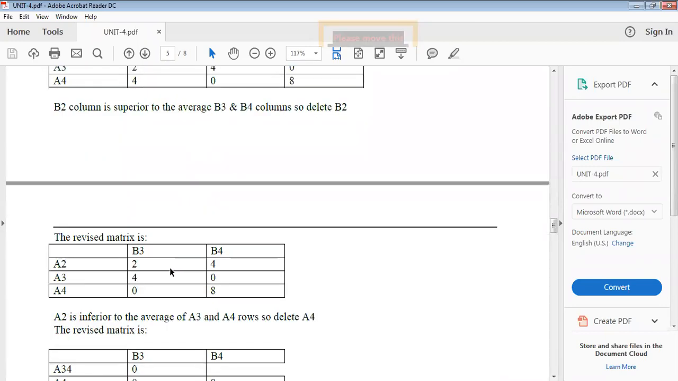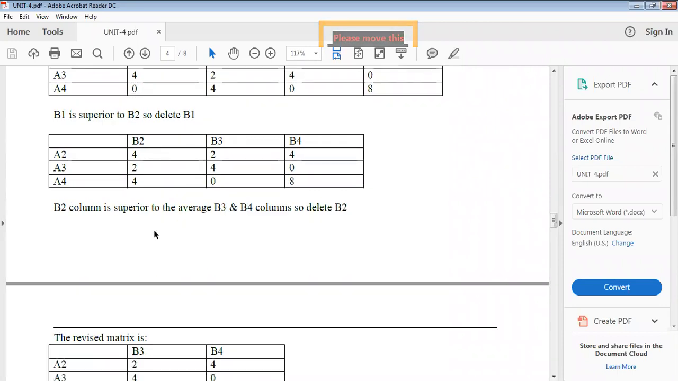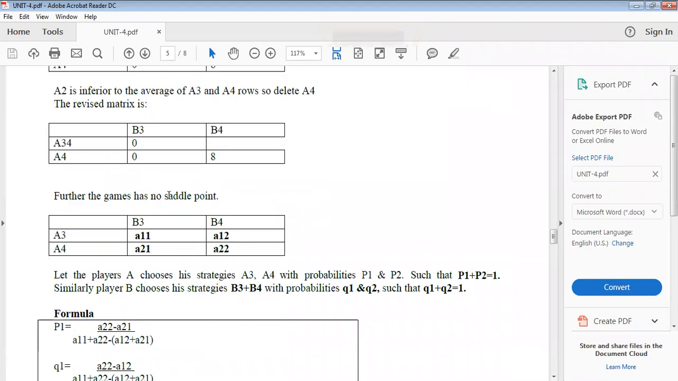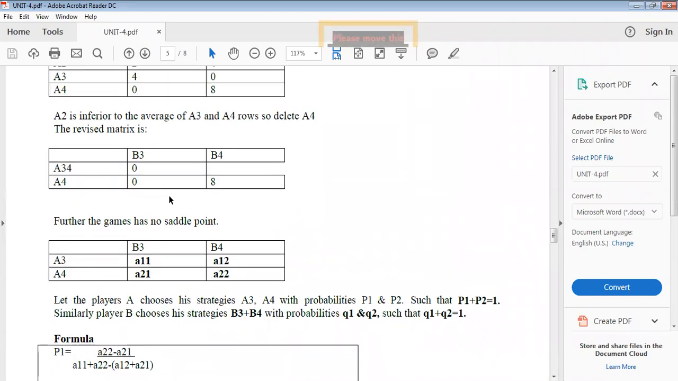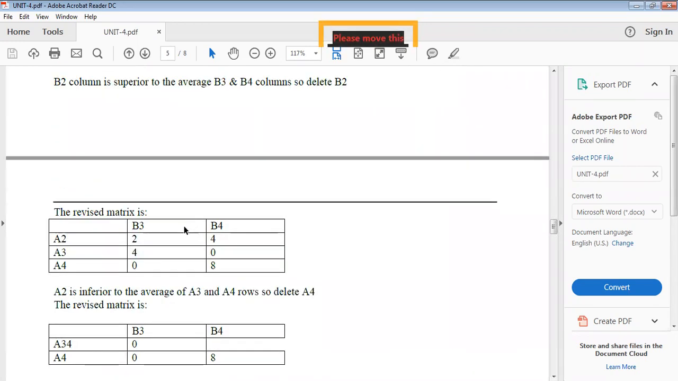Here, contrary to that, again column wise it has calculated. B2 column is superior, 424 is superior to the average of B3 and B4 vertically. So he has deleted B2. Vertically, here one has to take up row wise only, not column wise. This is wrong. So go to the previous column. Like that, you will come across the particular thing, why he has gone.